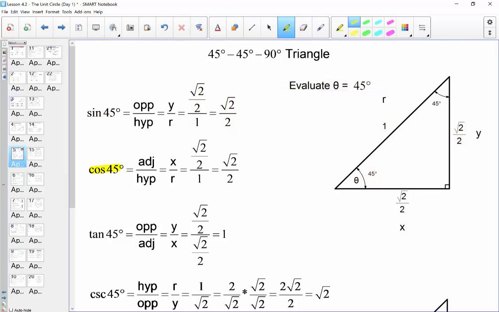The cosine of 45 degrees is the adjacent side divided by the hypotenuse of 1, which again simplifies to square root of 2 over 2. The tangent is the opposite side, square root of 2 over 2, over the adjacent side, square root of 2 over 2. And that big fraction simplifies down to just 1.